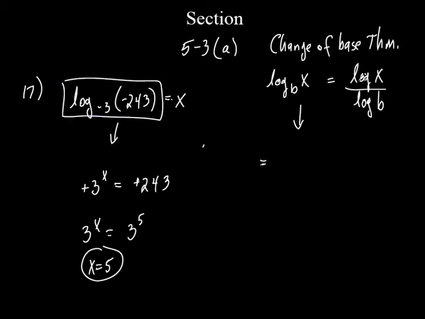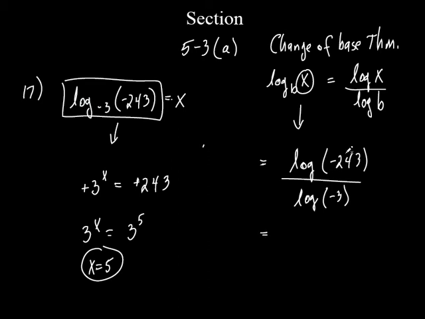Yeah, so what do we do? We could do the log of x, the log of the number. So what are we going to do? We're going to take the log of what? Negative 243, right? Over the log of the b, which is the little base. What's the little base here? It's negative 3. All right, and you can just plug this into a calculator.